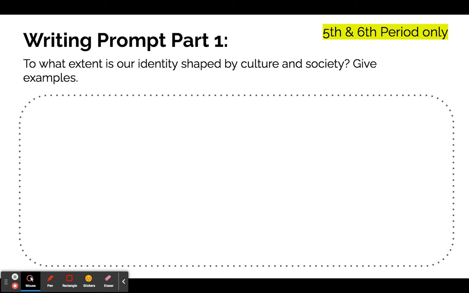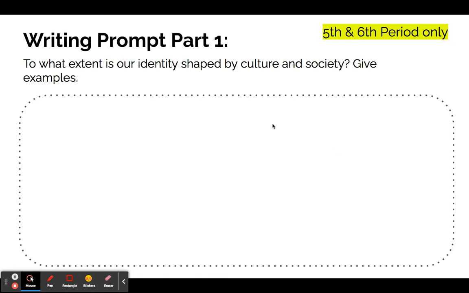Okay, so for my 5th and 6th period class, there were a lot of things that I was able to complete with my 4th period class, who I see on A days, last week that I didn't get to do with you. So if you are in 5th or 6th period, this is something for you. If you're in my 4th period class and you're watching this video, you can ignore this part.